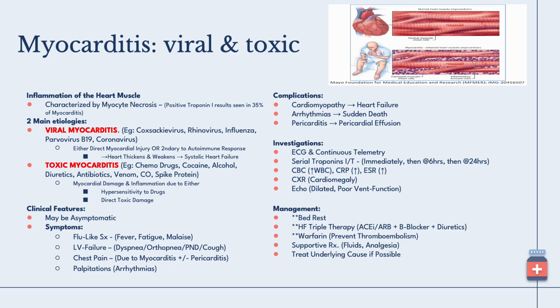There's two main etiologies. The first one being viral myocarditis. So most commonly it's going to be Coxsackie virus, but rhinovirus, influenza, parvovirus B19, and corona. And it can either cause direct myocardial injury or can cause injury secondary to the autoimmune response, so our molecular mimicry here. So it leads to the heart kind of thickening and weakens, and it causes systolic heart failure.